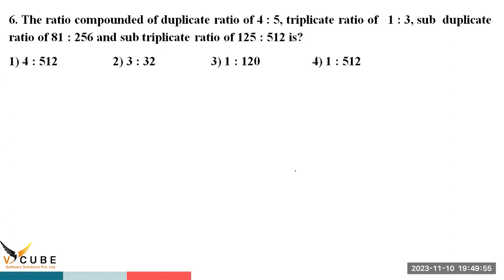Anyone, try once. The ratio compounded of the ratio of 4 is to 5. Triplicate ratio is how much, guys? Triplicate ratio means 4 cube is to 5 cube. 4 cube is how much? 64. 5 cube is how much? 125. Next, 1 is to 3.